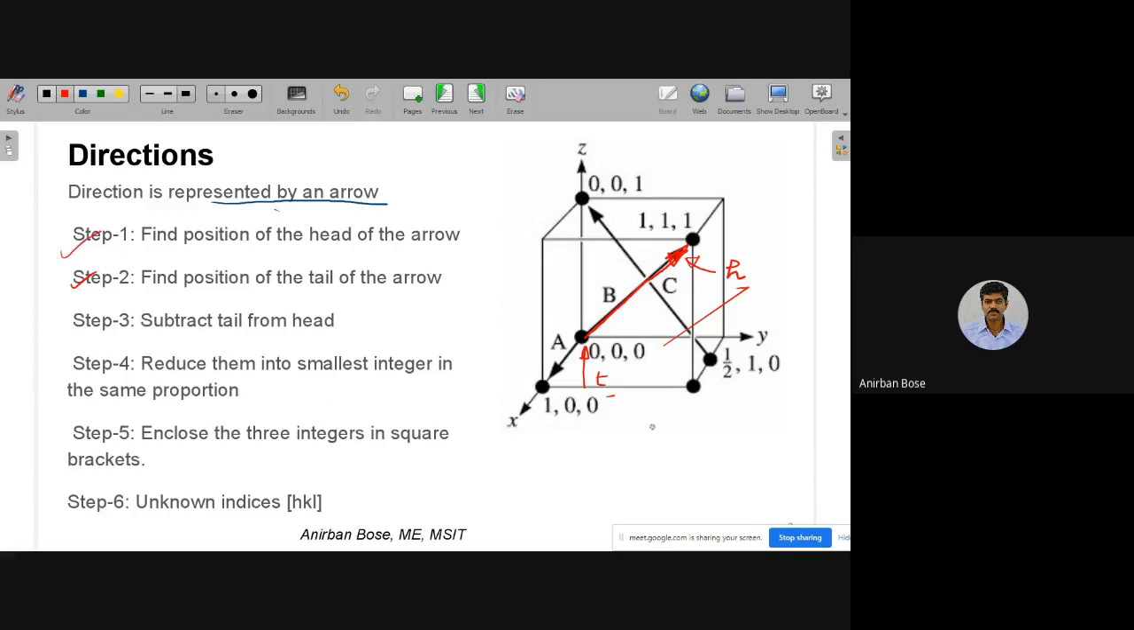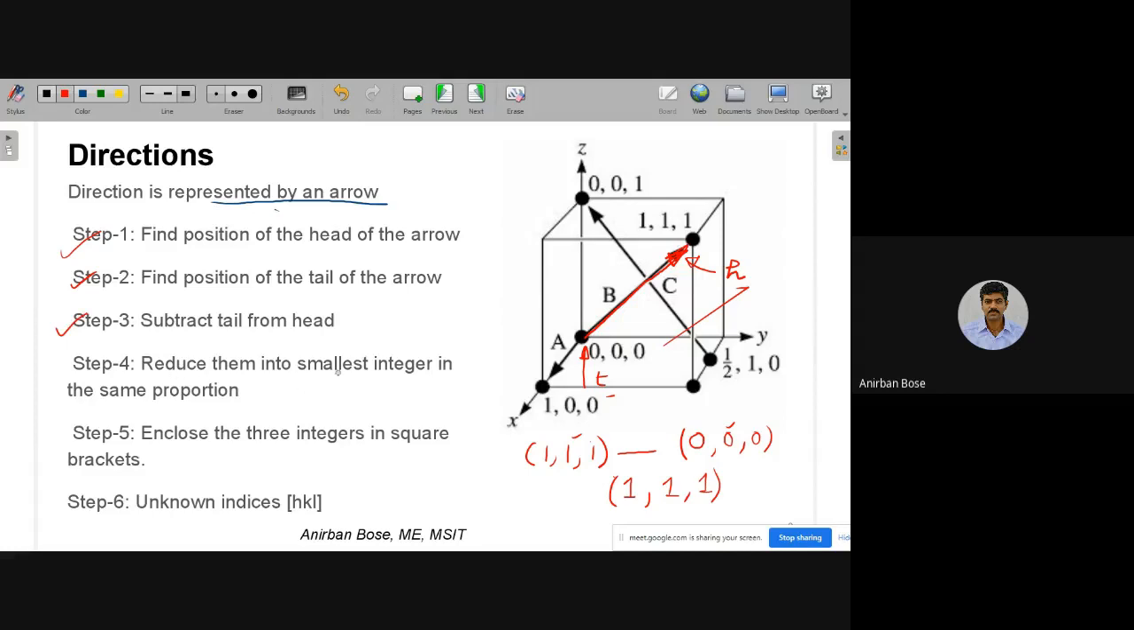It is clear from this figure that the position coordinate of the head is 1, 1, 1. And what is the position coordinate of the tail? It is the origin, that is 0, 0, 0. Then what is the next step? Subtract tail from the head. That means we simply subtract the coordinates of the tail from the head. If you do that, it will come 1 minus 0, that is 1. Again 1 minus 0, that is again 1. And 1 minus 0, that is 1. So if you subtract, you will get this result.